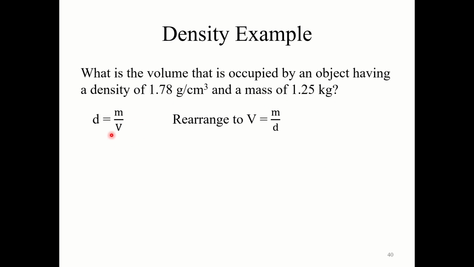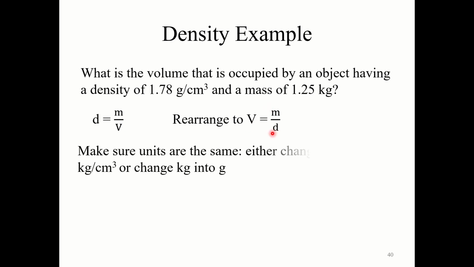What I also recommend you do is rearrange. So I like to rearrange my equations first to isolate the variable I'm solving for before I plug the numbers in. So we are solving for the volume here, so I would multiply the volume and move it from the right to the left. So I would have D times V equals M, and then divide that density back to the other side to isolate V. So I get volume equals mass divided by density.